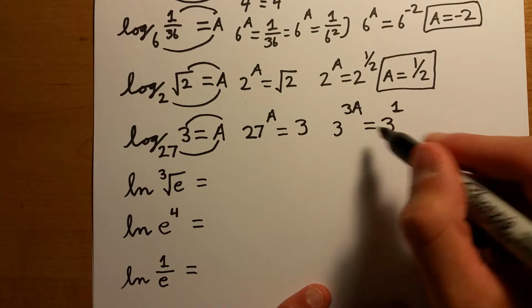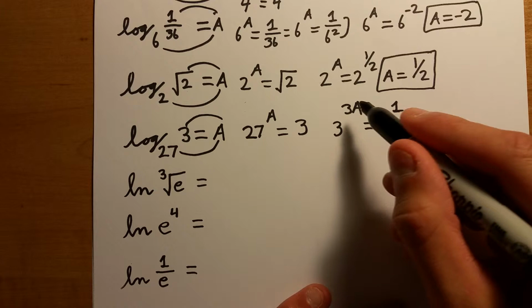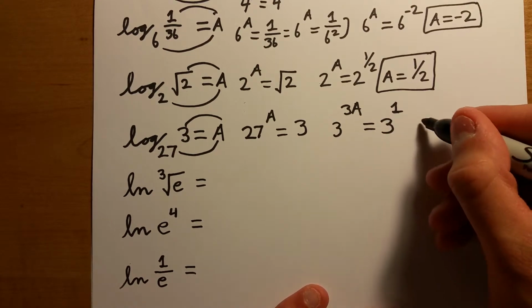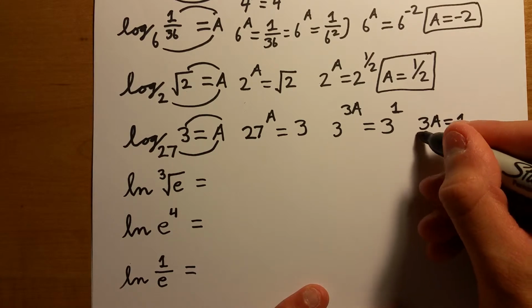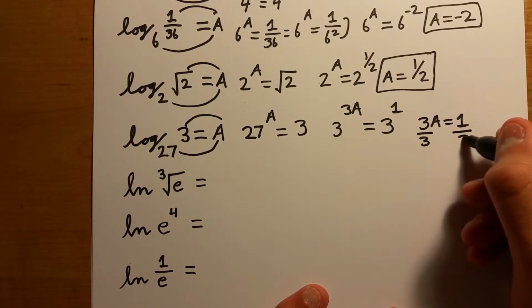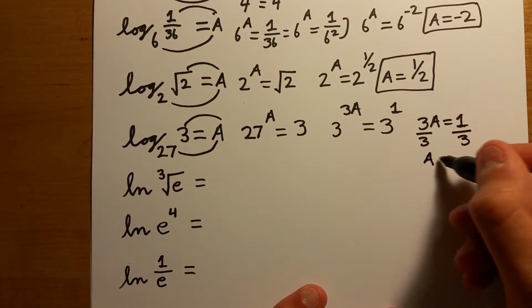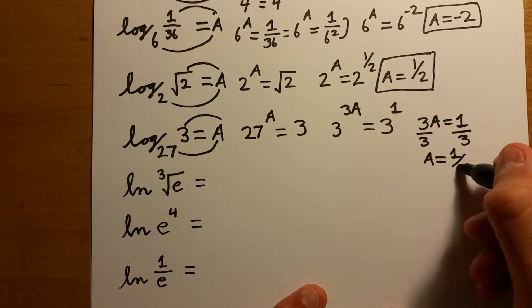So then, since they have common bases, you can set the exponents equal to each other, and then you can solve it. So it's going to be 3a is equal to 1. Then you divide both sides by 3, because you want to get a by itself. And your answer is going to be equal to 1/3.